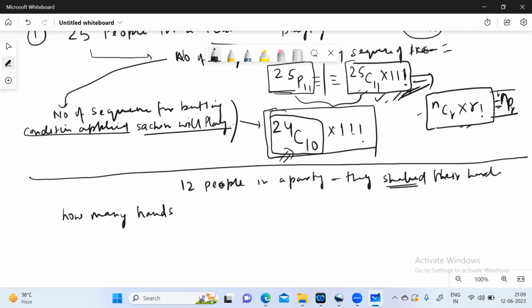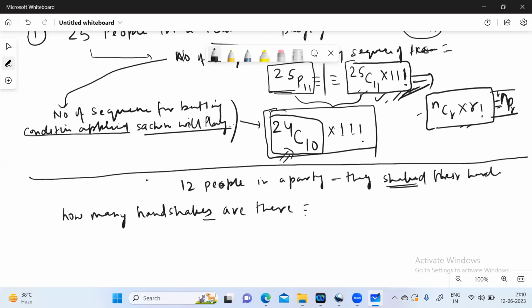12C2. Why is it not P? Because we're just talking about combination, about the group. Whenever I get a group of 2 people, it will lead to just one handshake. That's what you wanted to say, no? There is no need of arranging them. Yes, sir. There is no order required. Is it okay?